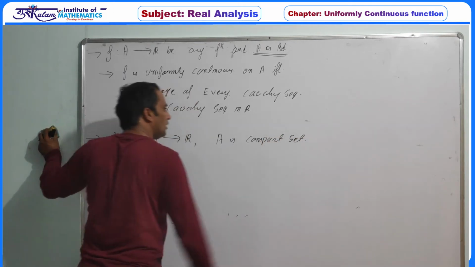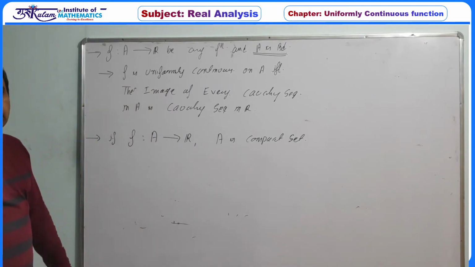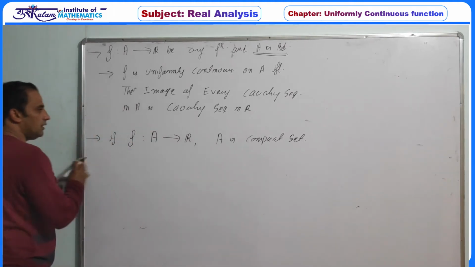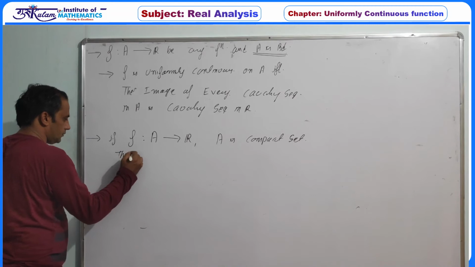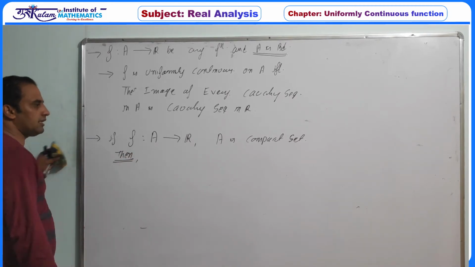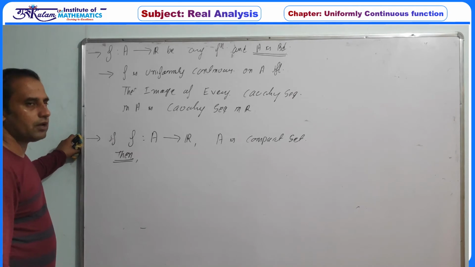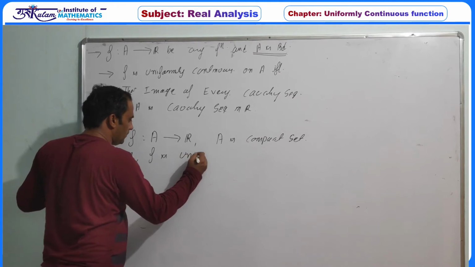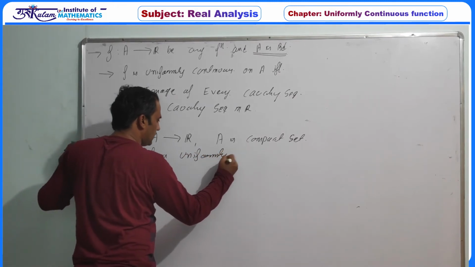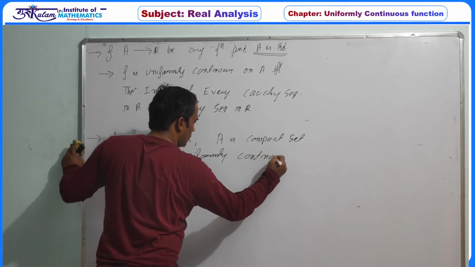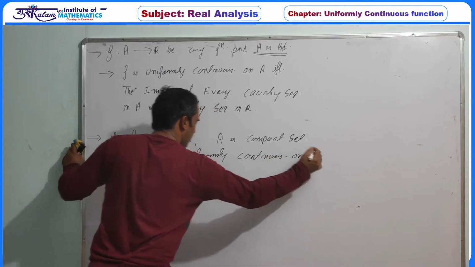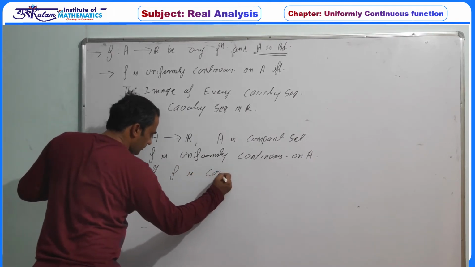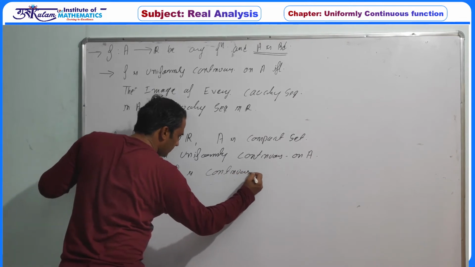F is a function which is defined from A to R and A is a compact set. Then what is the necessary condition or sufficient condition for f to be uniformly continuous? So f is uniformly continuous on A if and only if f is continuous on A.